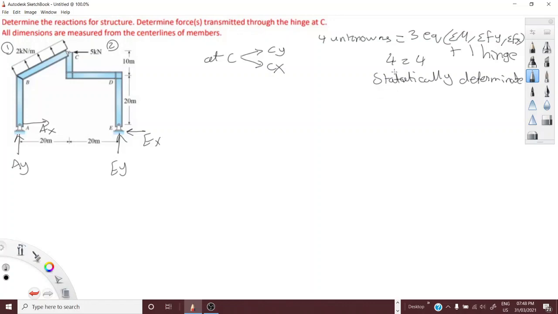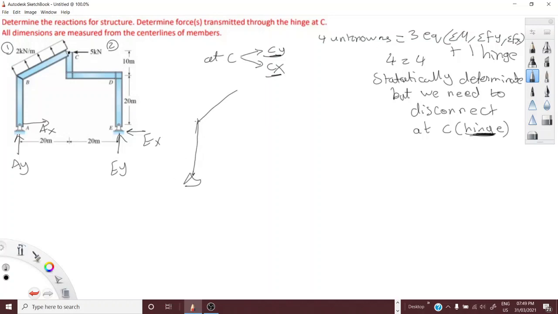But we need to disconnect at C, since C is a hinge. We disconnect with the least number of unknowns to start with. Both supports are the same, Ax and Ay, and Ey and Ex. So when we disconnect at C, we are left with Cx and Cy.